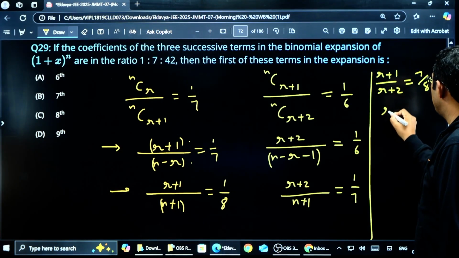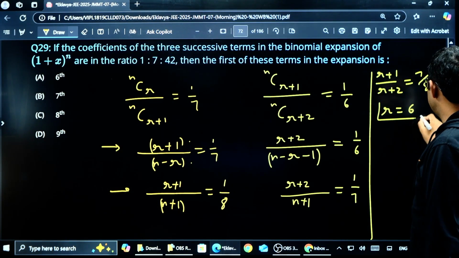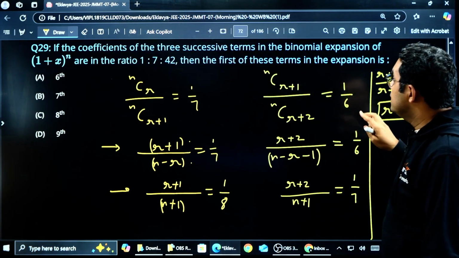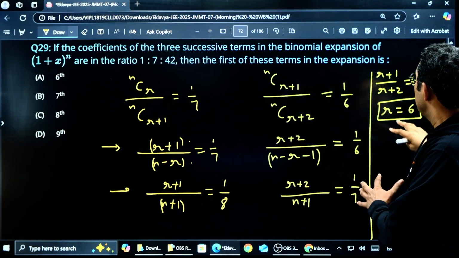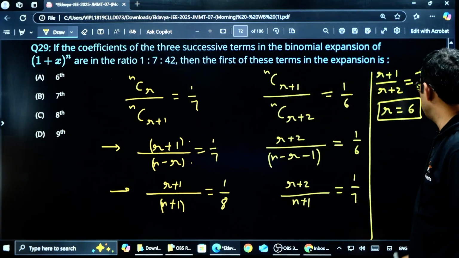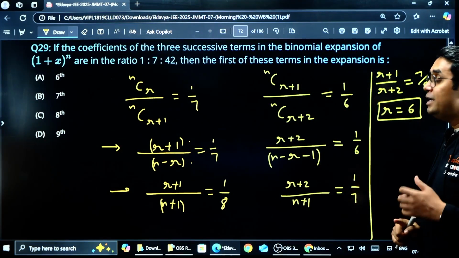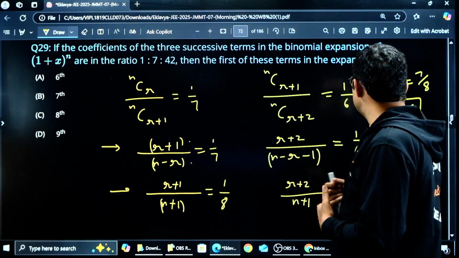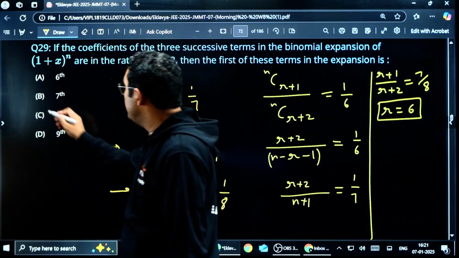That gives r is equal to 6. I think that much is sufficient to give the answer, because they're asking whether the first of these terms in the expansion is the 6th term, 7th term or 8th term. If r is 6, then it has to be the 7th term, because nC0 is the first term, nC1 is the second term, so nC6 will be the 7th term.